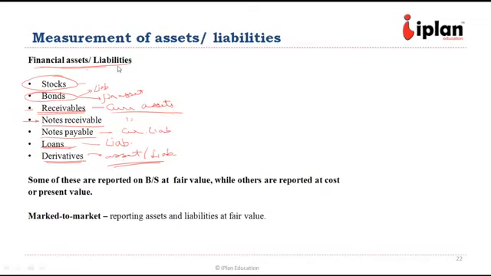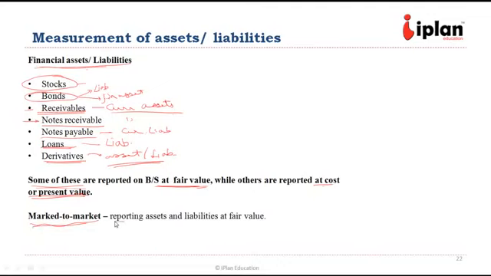Now again, the financial assets or liabilities might have two prices. One is a historical price and the second is the fair value, the current market value. So some of these are reported at their fair value, while others are reported at the cost or present value. Let us explore in which cases they are to be treated at fair value, and in which cases they have to be put in the balance sheet at the cost or present value.